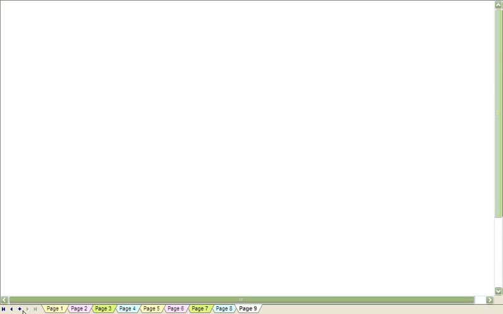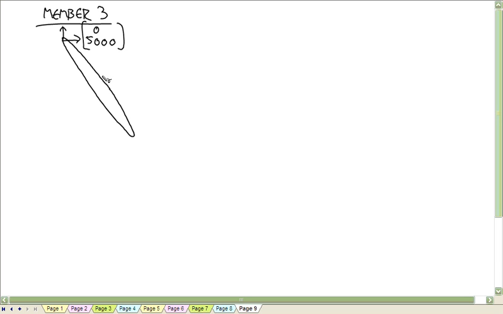All right, well, let me just do the last one. We're running out of time. So member 3. This is the one where using a rotation matrix makes a little more sense. We have loads of, let's see, 0, 5,000. Then 0, negative 10,000. And then 0, 5,000.